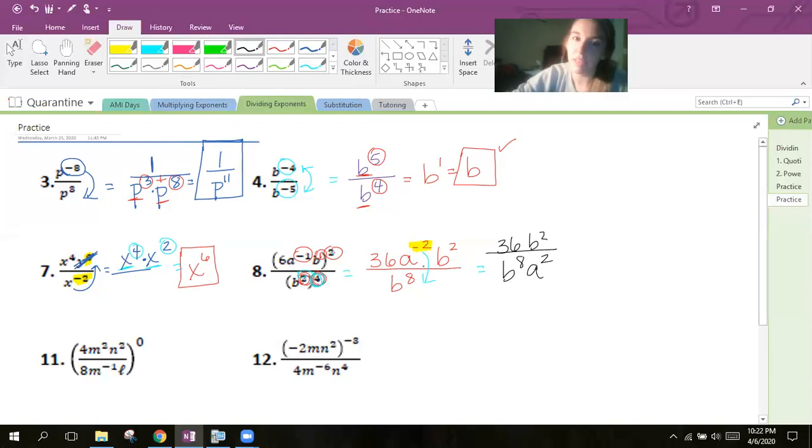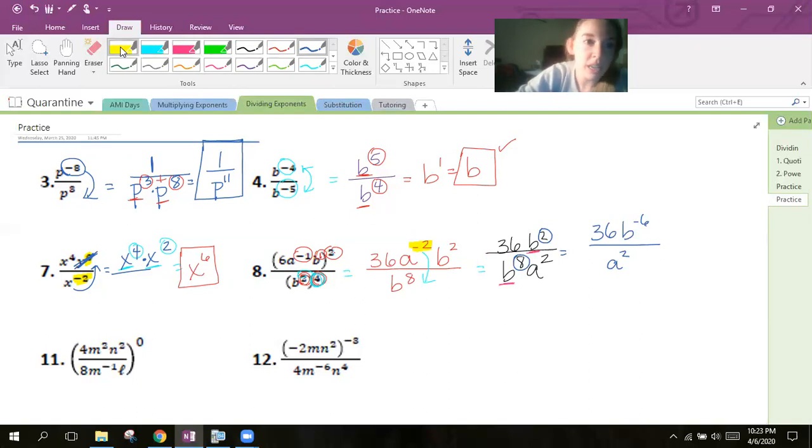All right, but now I notice I have a b here in the numerator and a b here in the denominator. Okay, so I need to simplify it again. So that 36 stays. If I have the same base, I take the exponents and I subtract them. So that would be 2 minus 8 would be a negative 6 all over a squared.